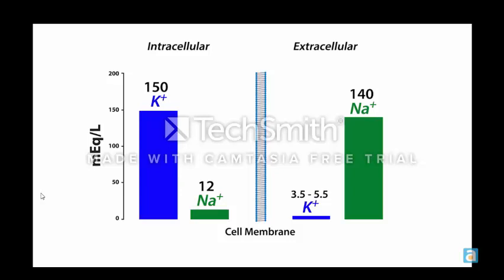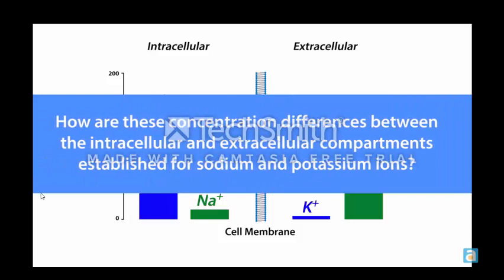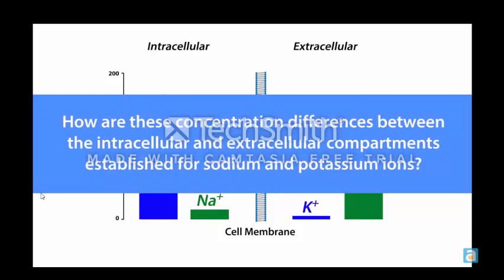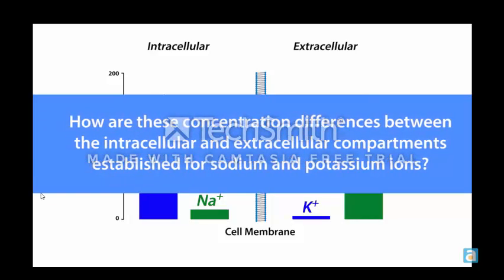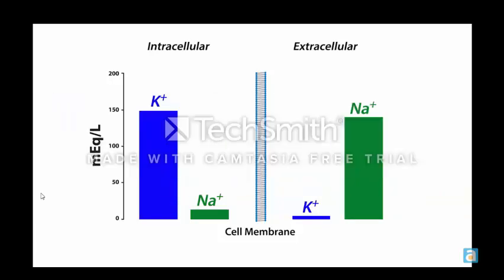All right, now that we know that, let's ask this question. How are these concentration differences between the intracellular and extracellular compartments established for sodium and potassium ions? Well, the concentration differences are established by the sodium-potassium ATPase. The sodium-potassium ATPase transports 3 sodium ions from the intracellular fluid compartment to the extracellular fluid compartment in exchange for 2 potassium ions. Also, these concentration differences play a central role in establishing the resting membrane potential.